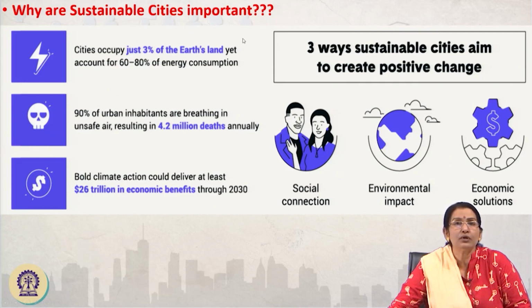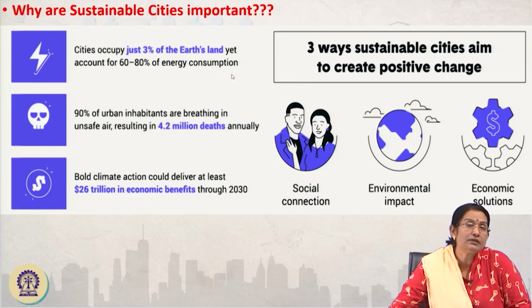Because nowadays more and more urban cities are getting crowded, due to economic opportunities, job opportunities, health facilities, and education facilities. More people from remote and rural areas are migrating to the cities, not just for employment and earning their livelihood, but also for higher education and health facilities. Cities occupy just 3% of Earth's land, but account for 60 to 80% of energy consumption.